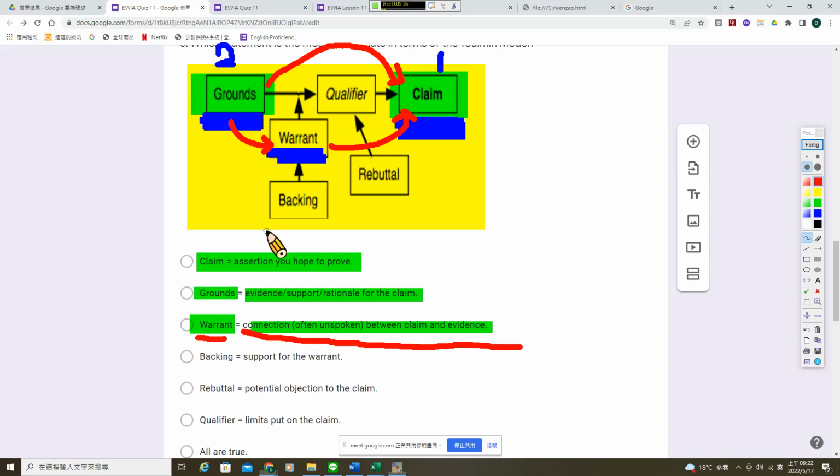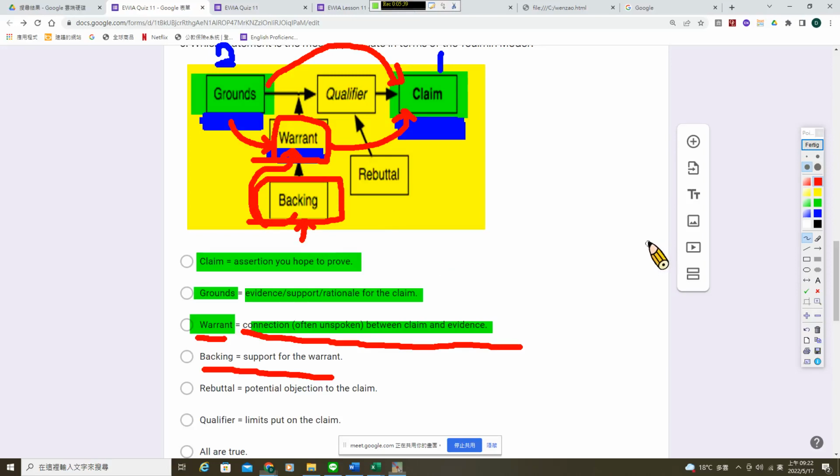And we need to have another part we call backing. Backing is here. Backing is to support the warrant. Why do you believe that the reason to connect grounds and claim is feasible? Why? Because there is a backing here. So backing is used to support the warrant.